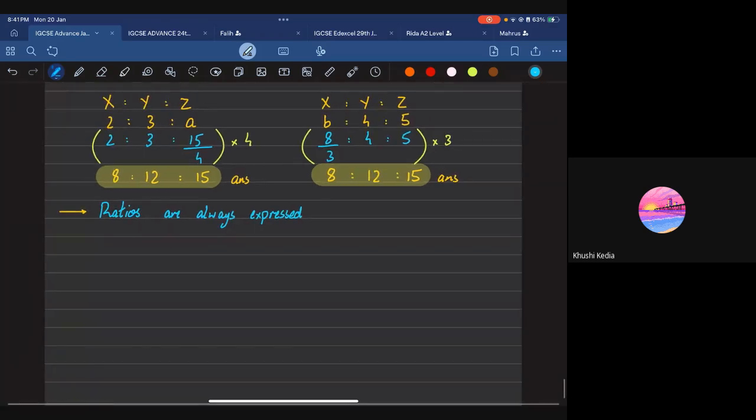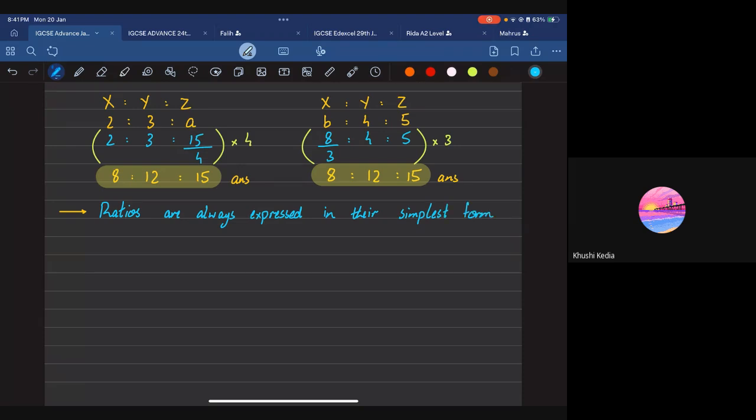Ratios are always expressed in their simplest form. And by simplest, I mean that the ratios should not be divisible by each other. No, they're always in their simplest form. They cannot be further divided, or any sort of simplification cannot be done on them. Ratios are always expressed in their simplest form.